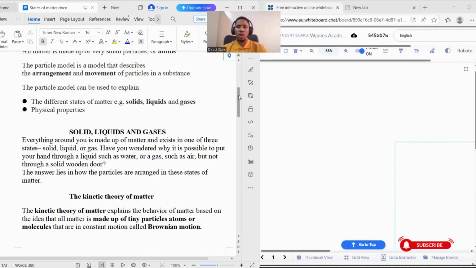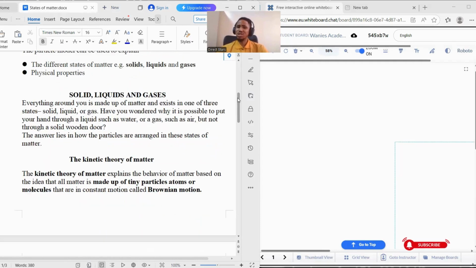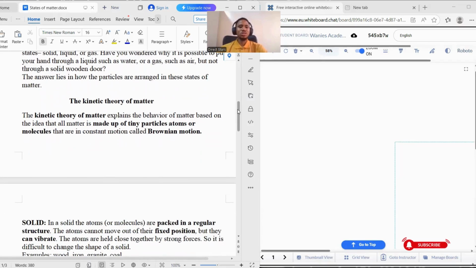That's where we get what we call the kinetic theory of matter. What is kinetic? Kinetic means movement, remember? So, the kinetic theory of matter explains the behavior of matter based on the idea that matter is made up of tiny particles, atoms, or molecules, and they are in constant motion. What do we call this constant motion? That's where we have Sir Brown, and we call it Brownian motion.